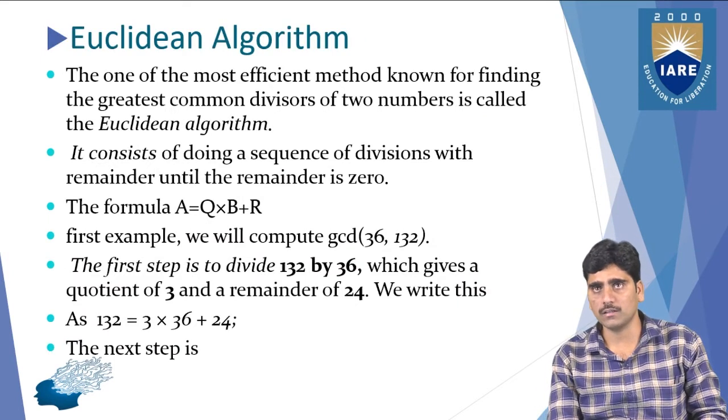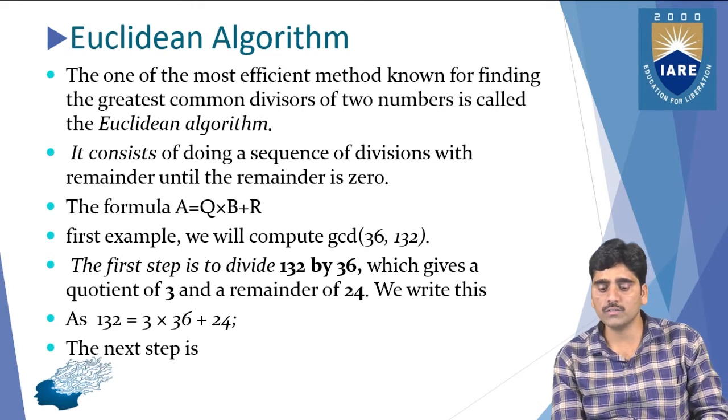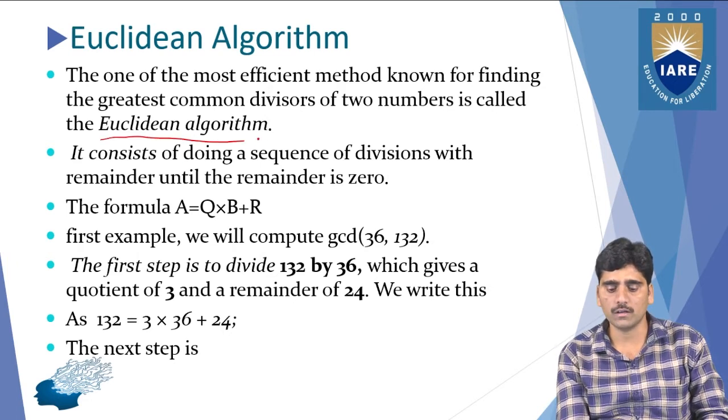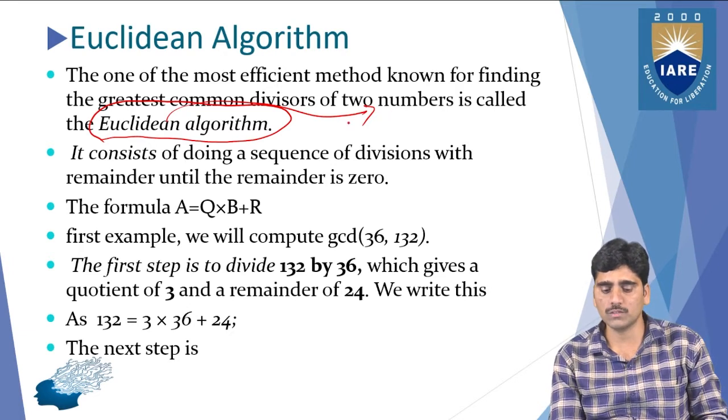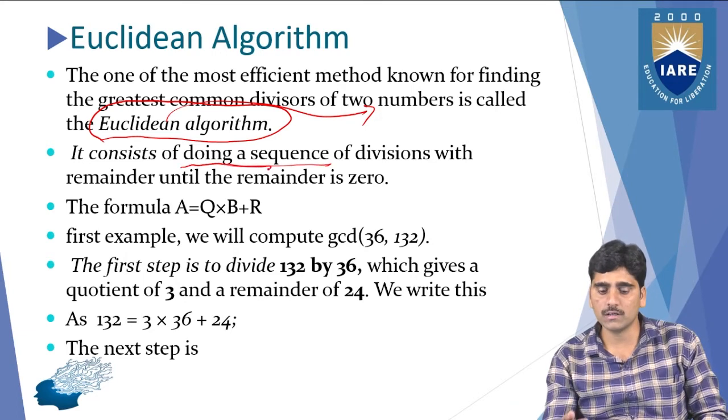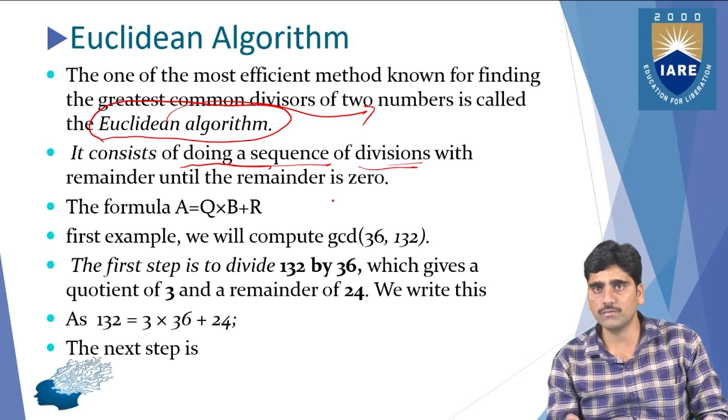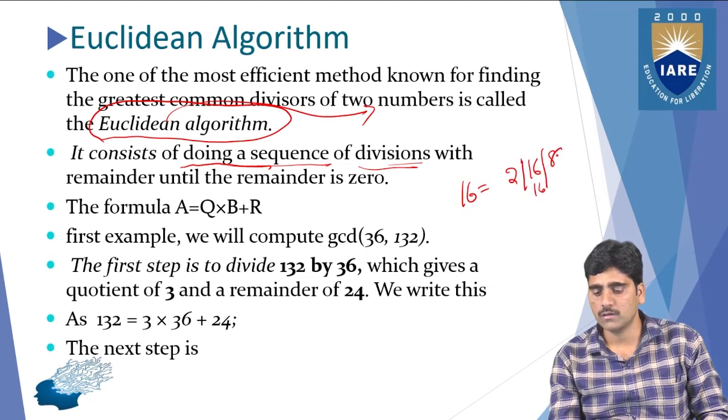The Euclidean algorithm is one of the most efficient methods for finding the greatest common divisor of two numbers. Euclid is the name of the scientist who developed this formula and solved these problems using it, which is why this algorithm is known as the Euclidean algorithm. This algorithm consists of doing sequences, meaning continuous operations of division. Suppose you take 16; a successive sequence of divisions means you can divide like this, 2, 8, or like this.